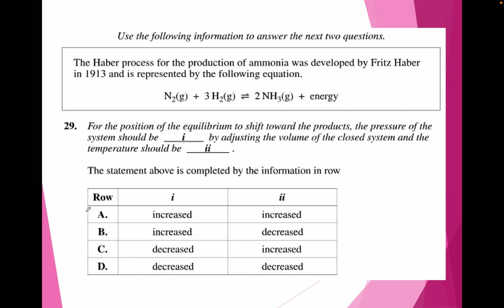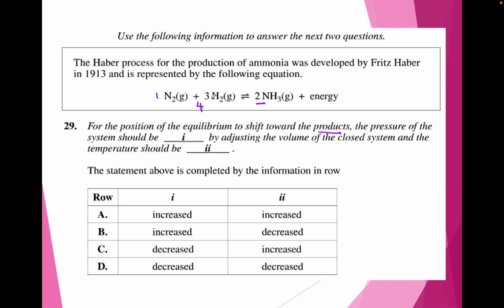This next one, we have another example with the system in equilibrium, and this one is asking for the position of the equilibrium to shift towards the products. So we want to shift right again. The pressure of the system should be. For this one, if it's a pressure change, we do want to look at the number of moles. Like the products on the last question, there's 2 on the right-hand side, and then on the left-hand side, there is 4.